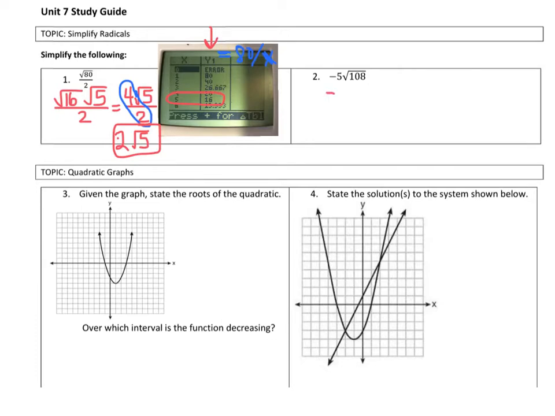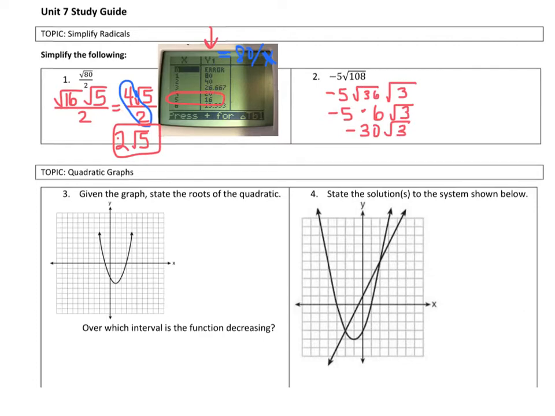Okay, so I have negative 5, and then I found that the largest perfect square that divides into 108 is 36, and it goes in 3 times. And so that's negative 5 times the square root of 36 is 6, square root 3. These two first numbers are multiplying, so negative 5 times 6 is negative 30, square root 3 is your final answer.